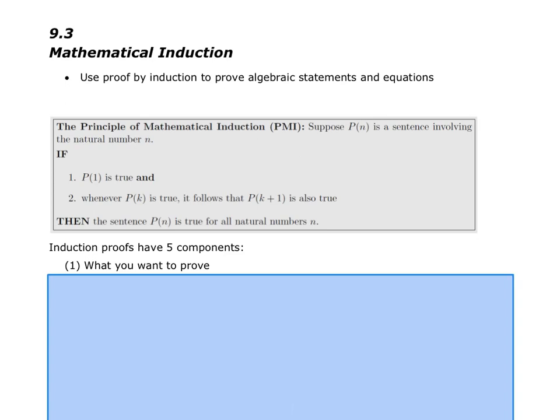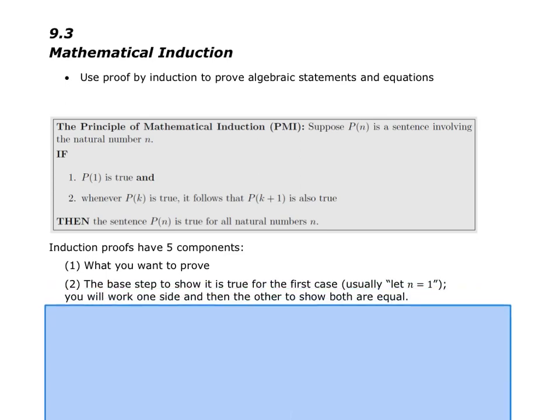The first thing is you've got to state what you want to prove. So that's the first step. The second step is you want to show it's true for the first case. Usually this is n equals 1, but sometimes it's n equals 3 or n equals 5. You work one side and then you work the other side and then you show it's true, because there's always two sides to this. Sometimes we have equality and sometimes we have inequalities.